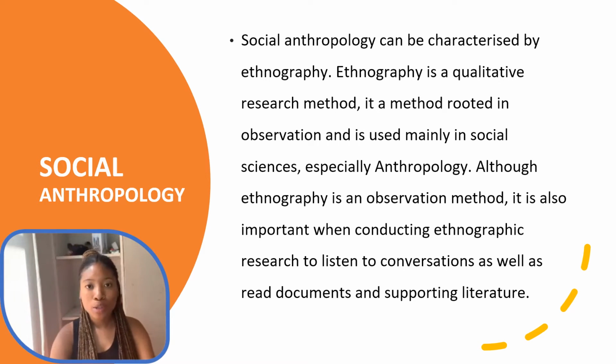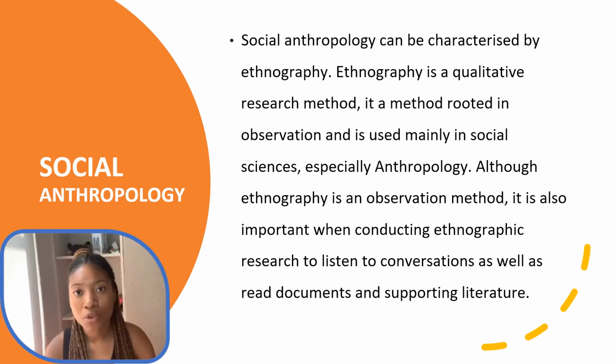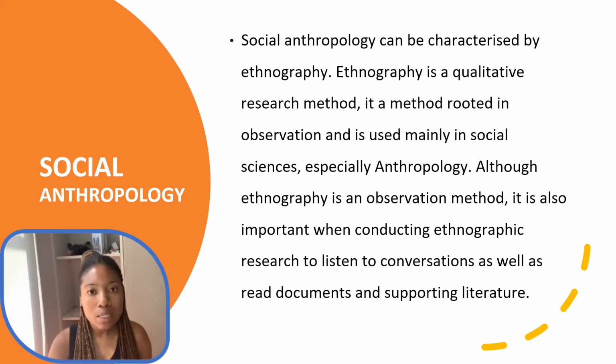However, whether we are doing direct or indirect ethnographical work, we always need something that will back up our stance. So that could be your literature, that's when that would come in, your readings, your findings basically from other authors as well.